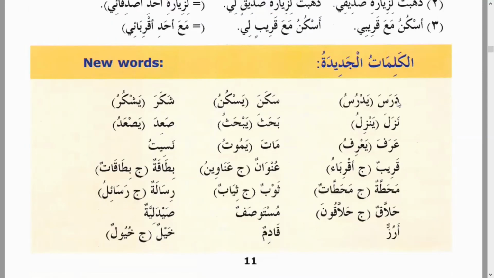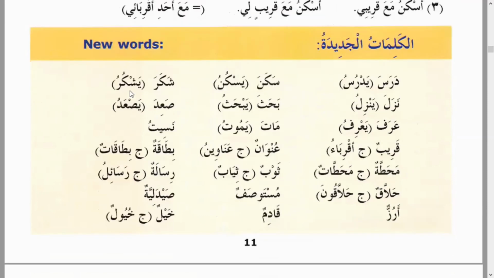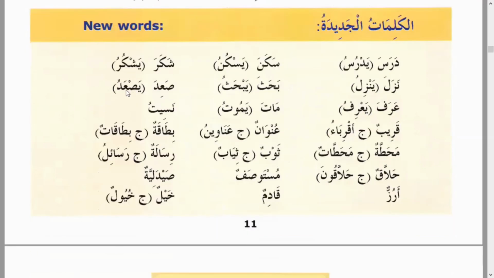Al-kalimatul jadida, darasa, yadrusu, verbs, right? To study. Sakana, yaskunu, to stay. Shakara, yashkuru, to thank. Nazala, yanzilu. This is all nasara. This is daraba. Nazala, yanzilu. This is fataha. Bahatha, yabhathu, to search. Sa'ida, yas'adu, to ascend. Sa'ida.